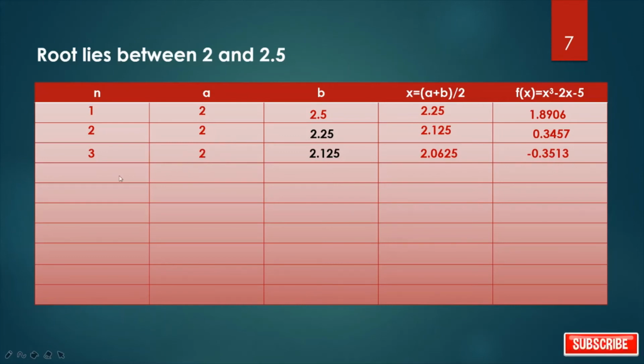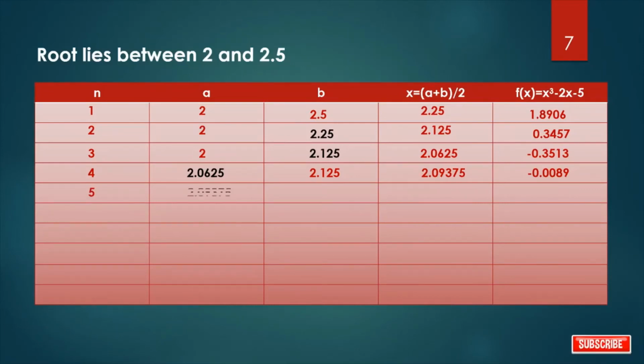So the iteration number 4, value of a is 2.0625 and value of b is same. Calculate the value of x and then calculate the value of fx. It is again negative. So we have to change the value of a. So value of a is 2.09375. So iteration number 5, value of a is 2.09375. B is same, calculate x and calculate fx. See, it is again positive.